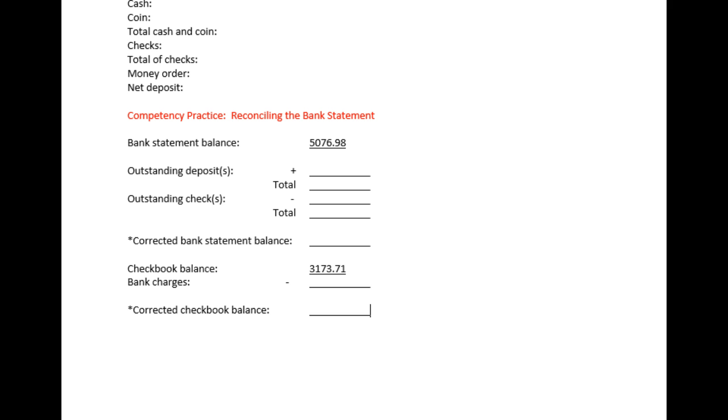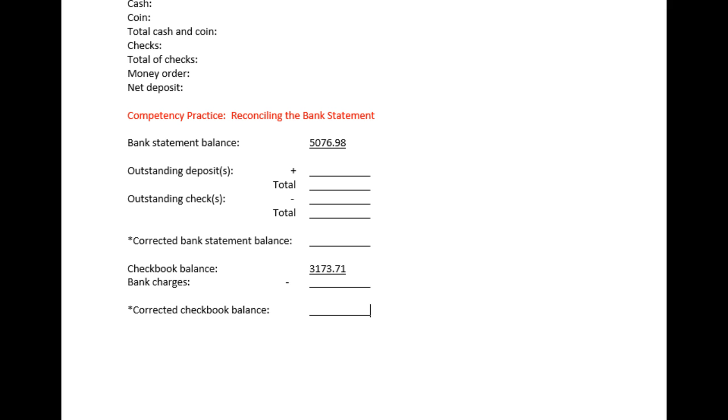The second portion of it is that you need to now figure out if there's any outstanding deposits and if there's any outstanding checks, because those need to be taken into account to make sure that your balance in your checkbook matches the balance with the bank. I filled in some of the amounts here for you. This is a pretty close replica to what you have in your workbook, that last section of this part.